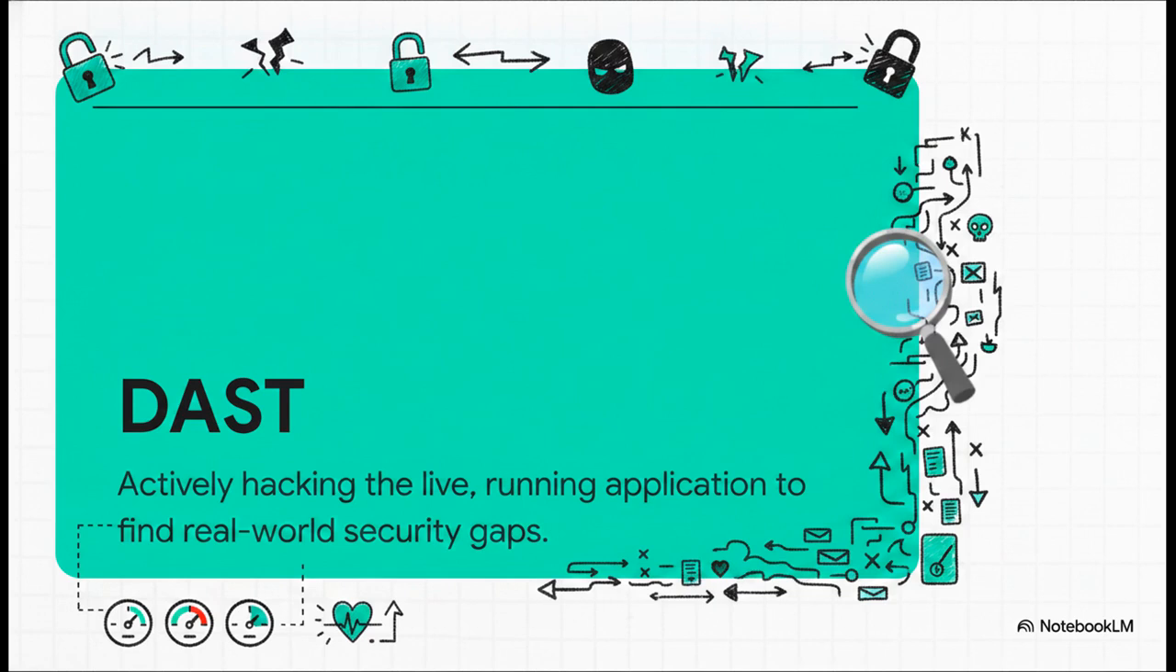If SAST was checking the raw ingredients of our fruit salad before cooking, DAST is taking a huge bite out of the finished, baked cake to see if it actually tastes right. It's actively trying to break into the bakery while the doors are wide open for business. These tools dynamically attack the live, running software, looking for real-world security gaps. And at the exact same time, monitoring tools are constantly watching the software's health, making sure it isn't crashing under the heavy weight of real users.